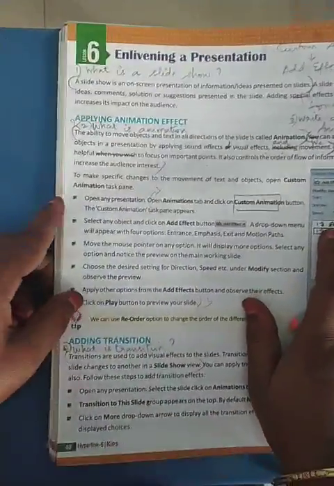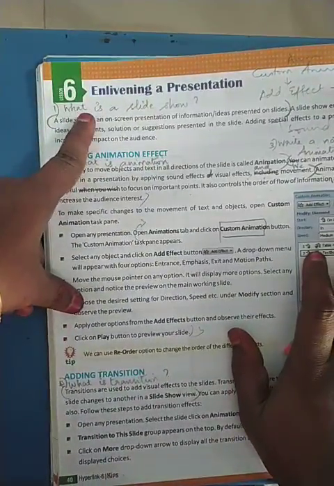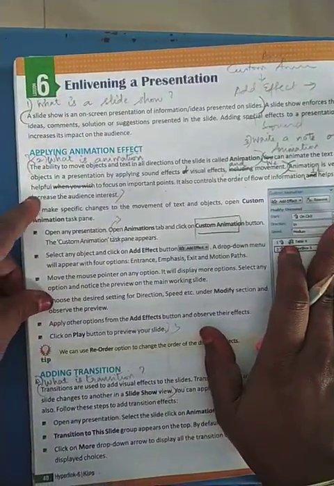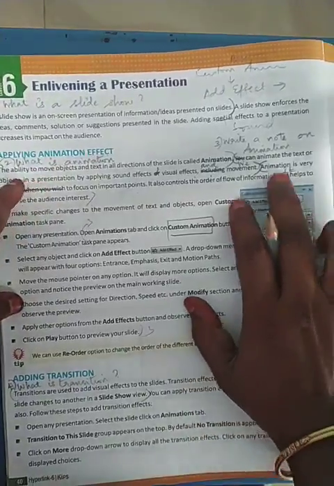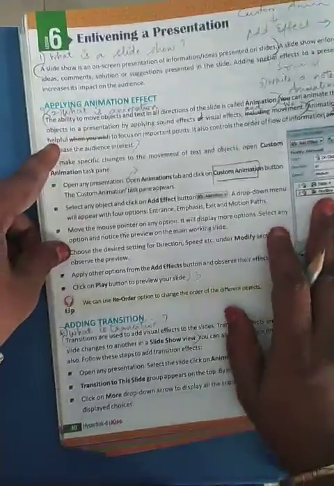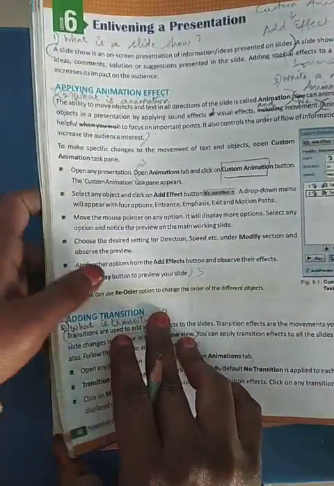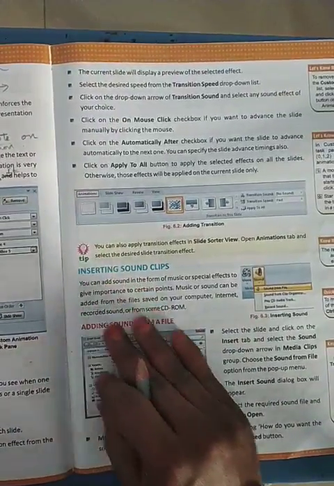Okay, so we saw 4 questions. First one is what is a slideshow. Second one is what is animation. Third one is write a note on animation. Fourth one is what is transition. Okay, then coming to the fifth question.